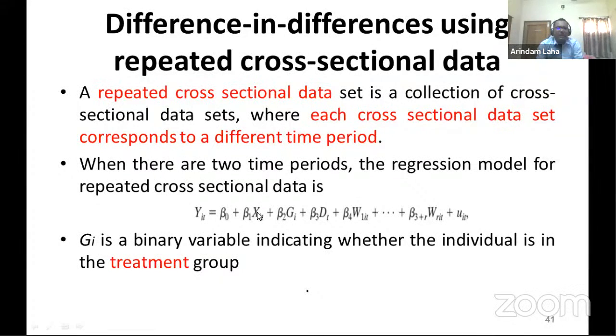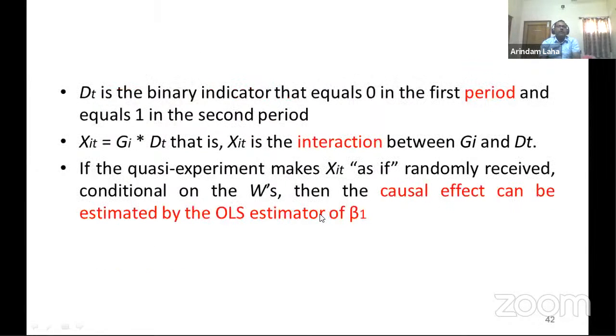Then there is a variable like D. D stands for your time element. It is also a binary variable, a dummy variable. For the first period it is 0 and for the second period it is 1, or you can use 1 for the first period and 0 for the second, no problem. The interpretation can be different, but you can write the time variable in this way also. And there is also an interaction term, X_it, which stands for your interaction term.